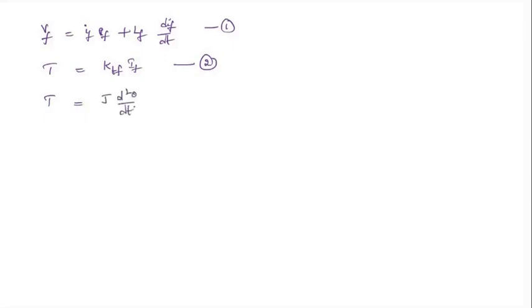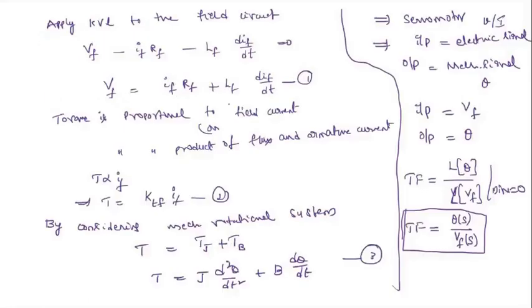Vf equals to If Rf plus Lf dIf/dt. This is the first equation. Second equation, T equals to KTF into If. This is the second equation. And the third equation is T equals to J d²θ/dt² plus B dθ/dt. I have written these three equations, whatever we wrote in the previous slide.